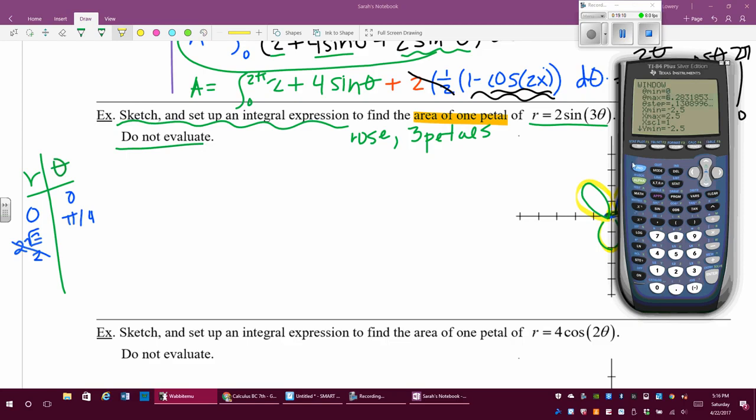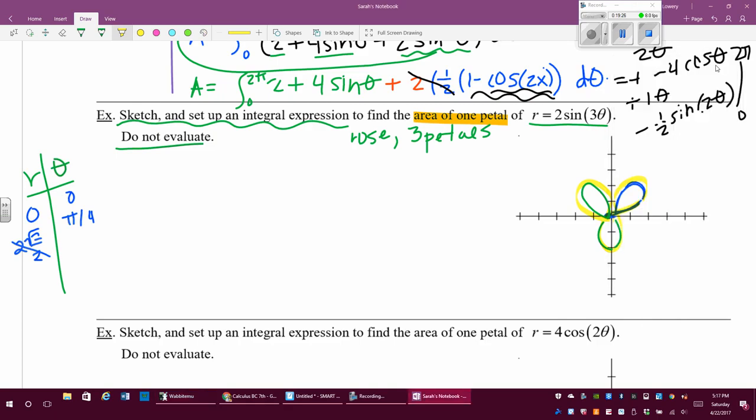So 0, let's change the max to pi. Here's 1 leaf, 2 leaves, 3 leaves, and it's already made the whole darn thing. So this rose curve has a domain of 0 to pi, okay? So how will I find the area of just 1 petal?